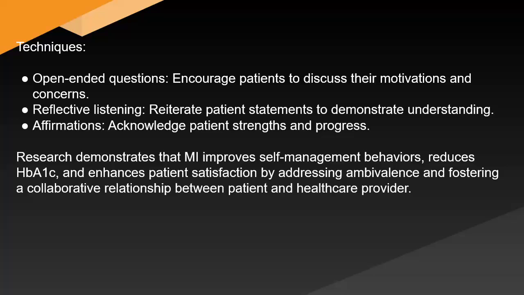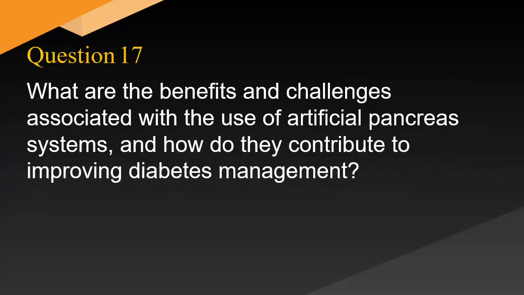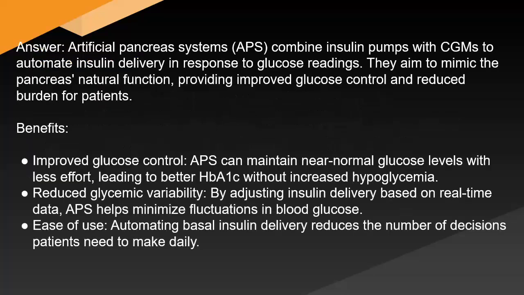Research demonstrates that MI improves self-management behaviors, reduces HbA1c, and enhances patient satisfaction by addressing ambivalence and fostering a collaborative relationship between patient and healthcare provider. What are the benefits and challenges associated with the use of artificial pancreas systems, and how do they contribute to improving diabetes management? Answer: artificial pancreas systems combine insulin pumps with CGMs to automate insulin delivery in response to glucose readings.